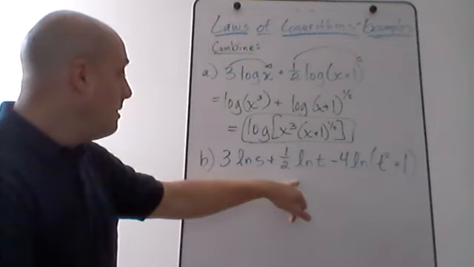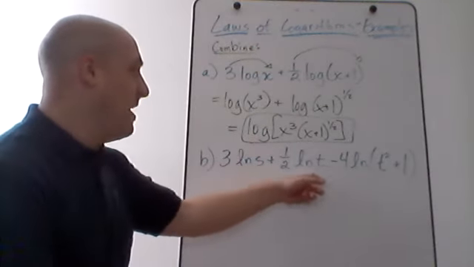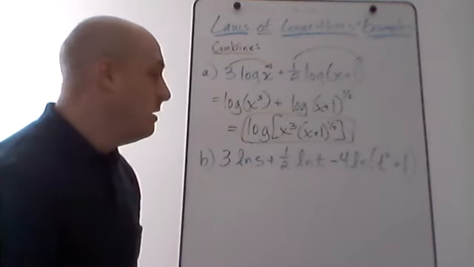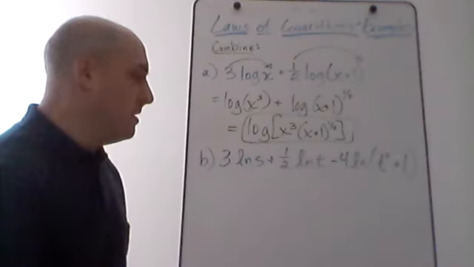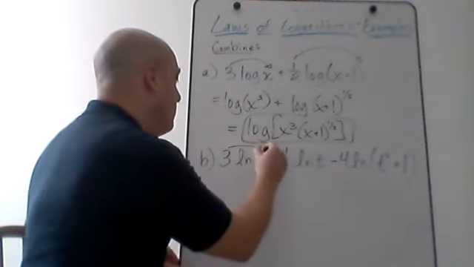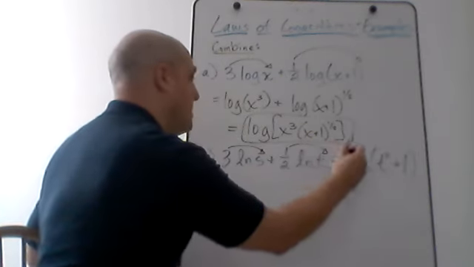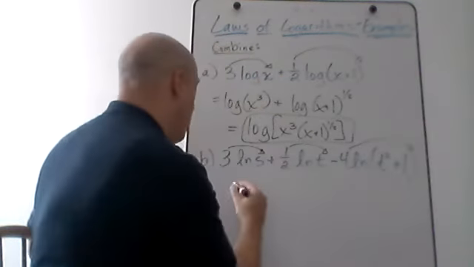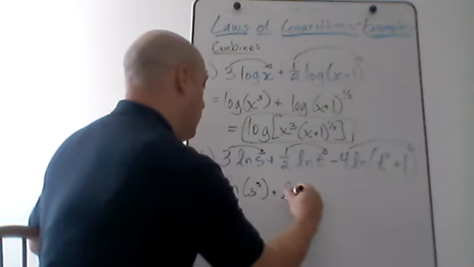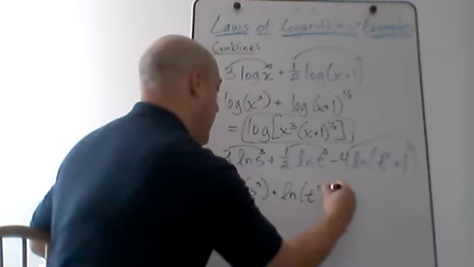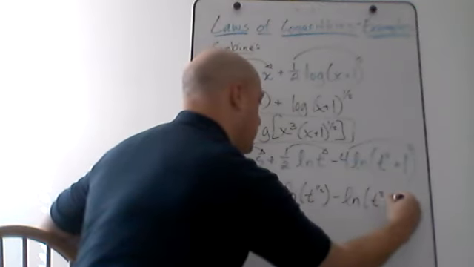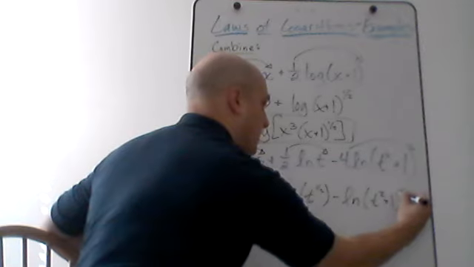All right, the next one here, 3 ln s plus 1/2 ln of t minus 4 ln of t squared plus 1. So once again, if I want to combine all these together, first thing I have to do is clear out any coefficients, any numbers in front, move those into the exponents. So the 3, the 1/2, and the 4 all have to get moved. So it's going to be ln of s to the third plus ln of t to the 1/2, and then minus ln of t squared plus 1 to the fourth.